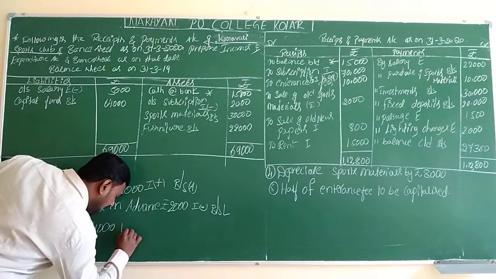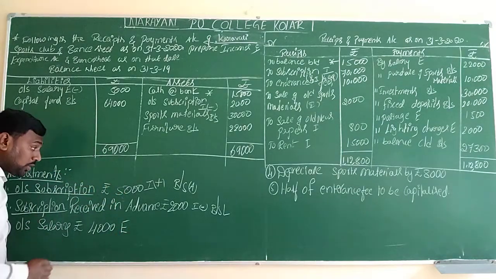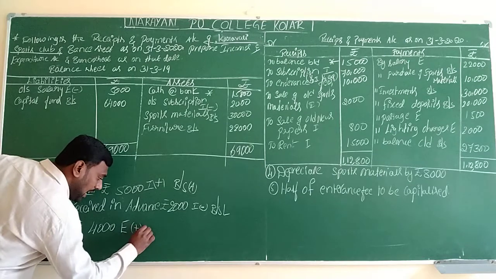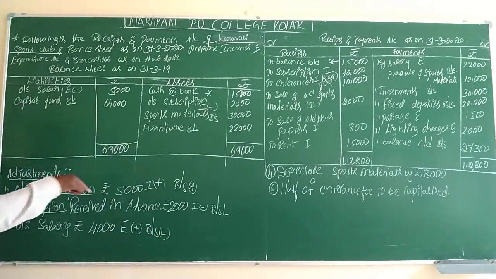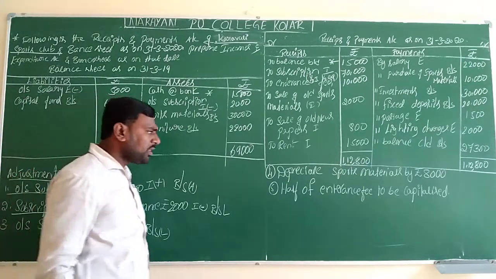Outstanding salary. Salary is an actual expense. Outstanding is net, we should add it to the salary. And again in the balance sheet we should write it under liabilities, because it is an expense payable, so it is a liability.